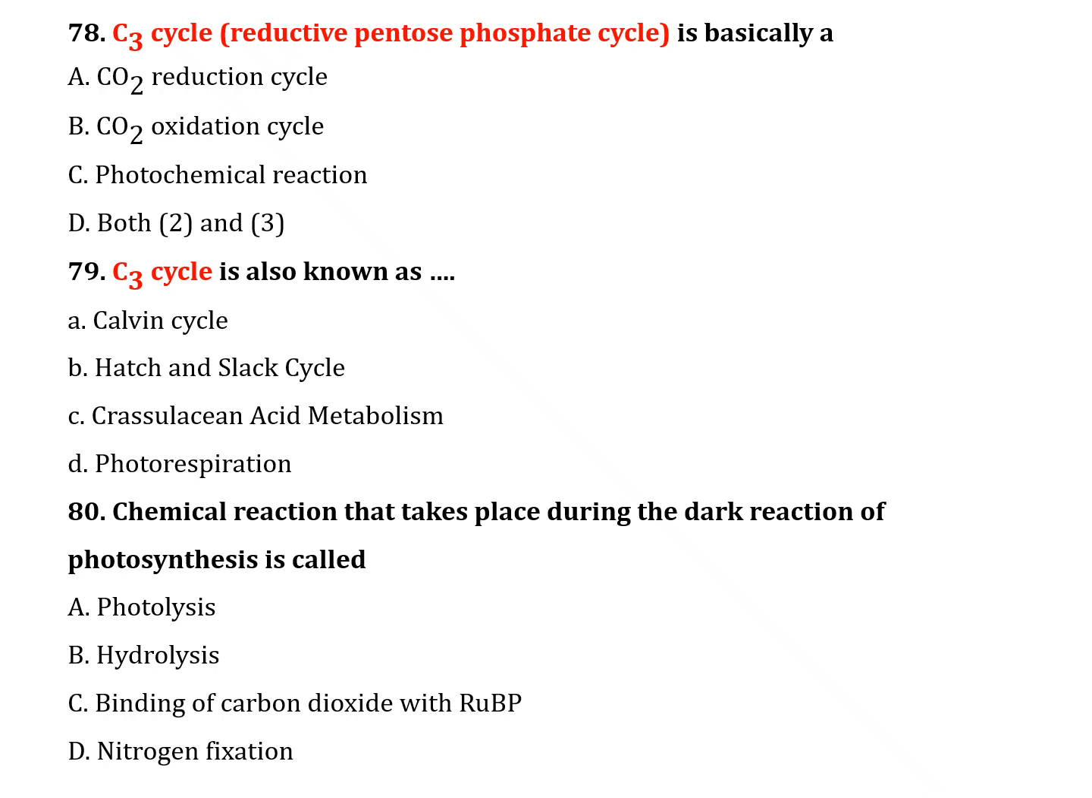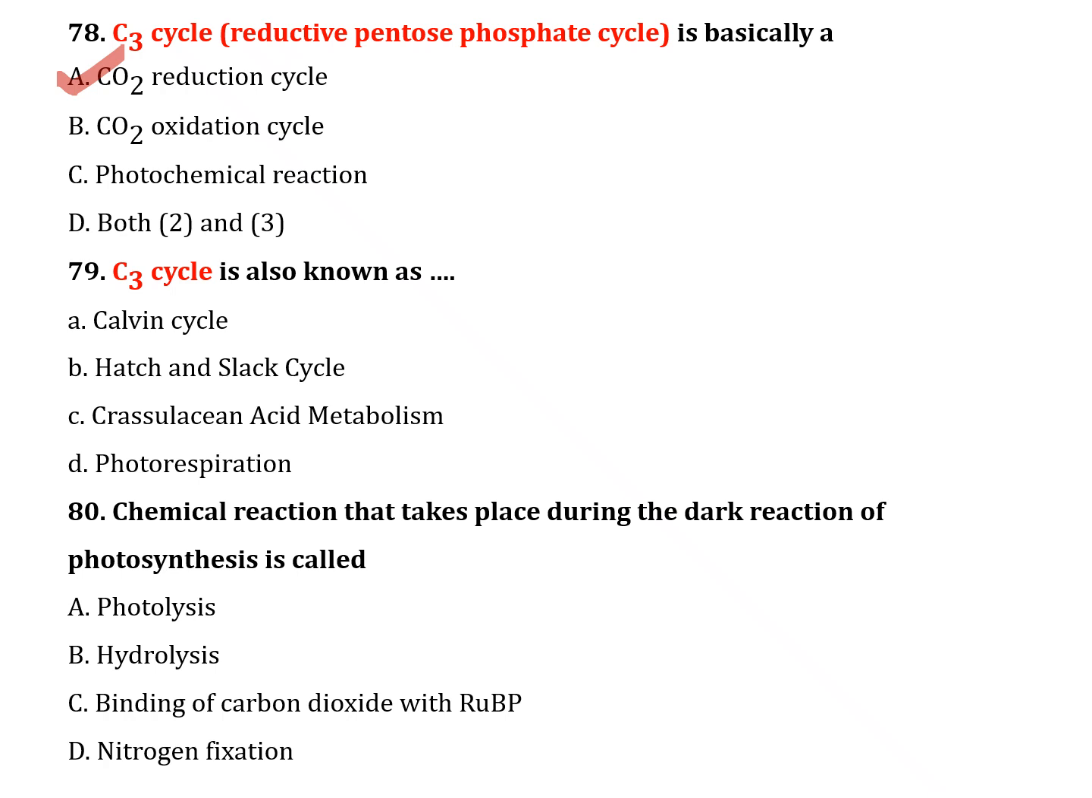C3 cycle is basically a option A, carbon dioxide reduction cycle, option B, carbon dioxide oxidation cycle, option C, photochemical reaction, option D, both 2 and 3. The correct answer is option A, carbon dioxide reduction cycle. That is why it is called reductive pentose phosphate cycle. The next question number 79.